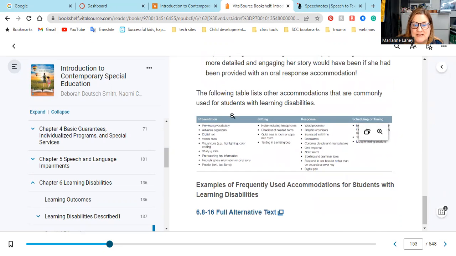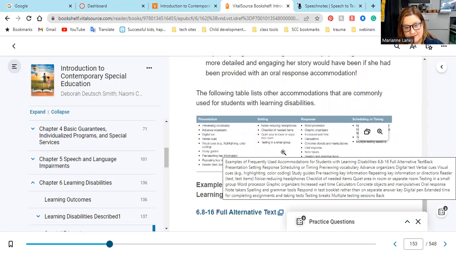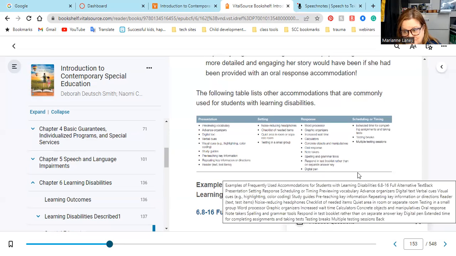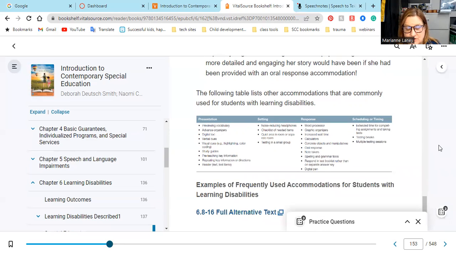Okay. Again, we have presentation accommodations. The way the teacher presents to the class, can you do it in a way that the student needs? It could be verbal cues, study guides, a reader, repeating key information, advanced organizers, digital text. The setting, do you need a different setting? Is the classroom too distracting? It just depends on what the student needs. For the student to respond, can they have a graphic organizer, increased time, oral response, note takers?